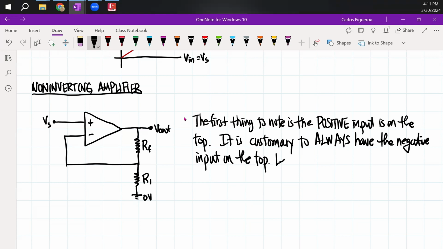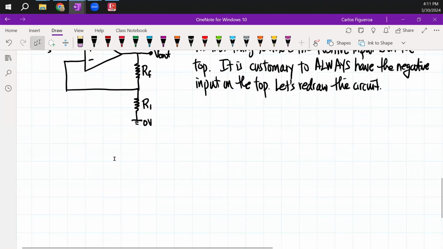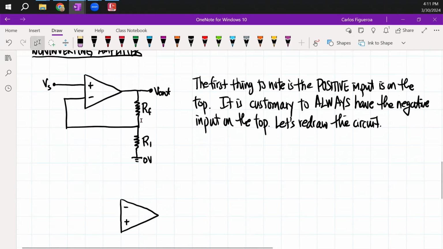So let's redraw the circuit. We got to be careful again about these currents, but this is now redrawn. I'm going to have my op amp right here. And look at the positive, it is now on the bottom. If I follow that, look at that, the RF is the resistor that's connected from node V1 all the way to the output.